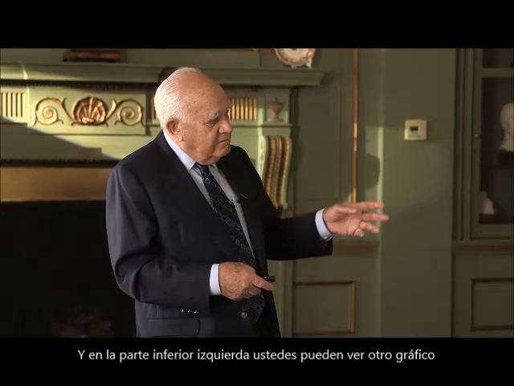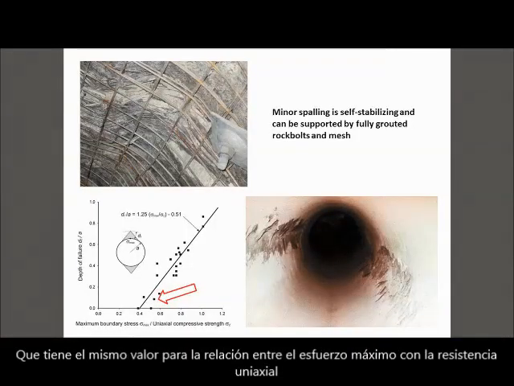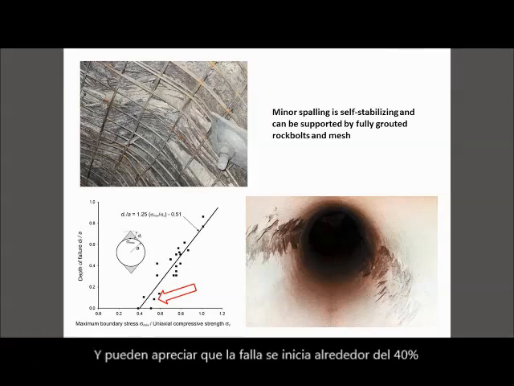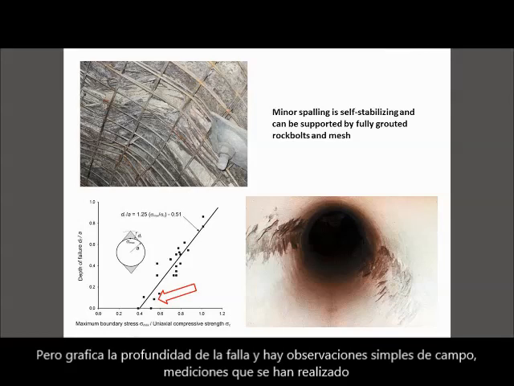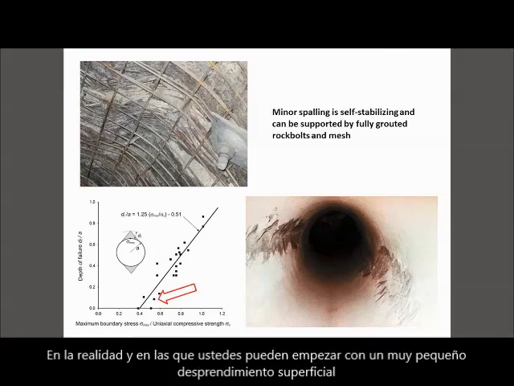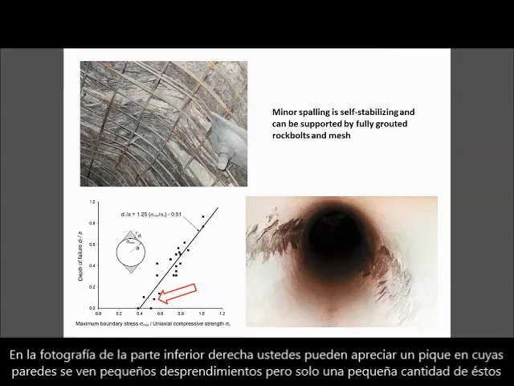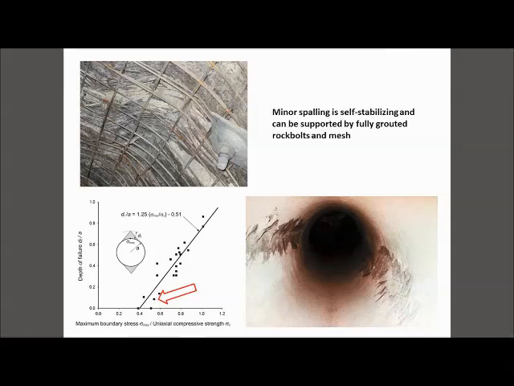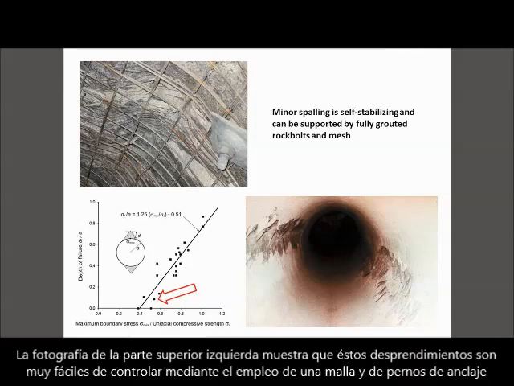And then there's another graph down in the lower left there, which has the same ratio of maximum stress to uniaxial strength, and you'll see the failure starts there at about 40%, but it plots the depth of failure. And these are simple observations from the field, measurements that have been done in the real world. And you start off with very shallow spalling. The lower right-hand photograph there is of a shaft where there's minor spalling in the walls, as you see there, and just a small amount. And the top left-hand photograph shows that this spalling is fairly easy to contain with mesh and rock bolts.